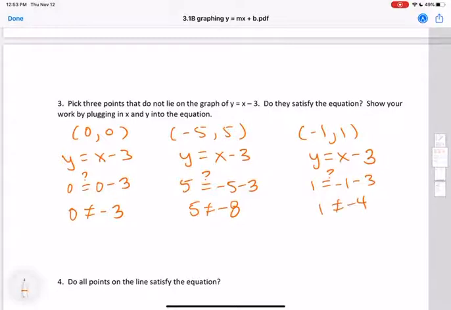All right, so the first one got 0 does not equal -3. 5 does not equal -8 for the second one. And then that last one, 1 does not equal -4. So that's a good thing that they all came out as not true.